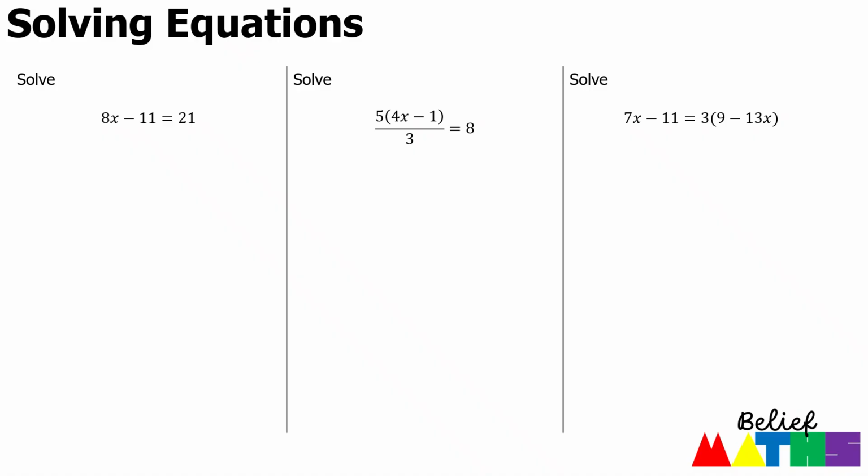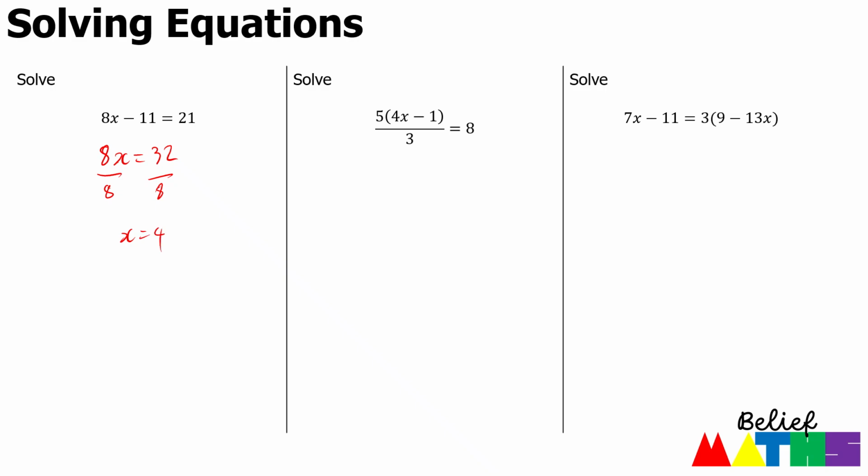Solving equations is another important part. It can appear very simply like this, or as we've seen before, as part of a bigger question. So just to quickly cover these ones, for clarity, when we solve the first one, we bring the 11 across and we add it to both sides. We get 8x equals 32, and then dividing both sides by 8, we get x equals 4.